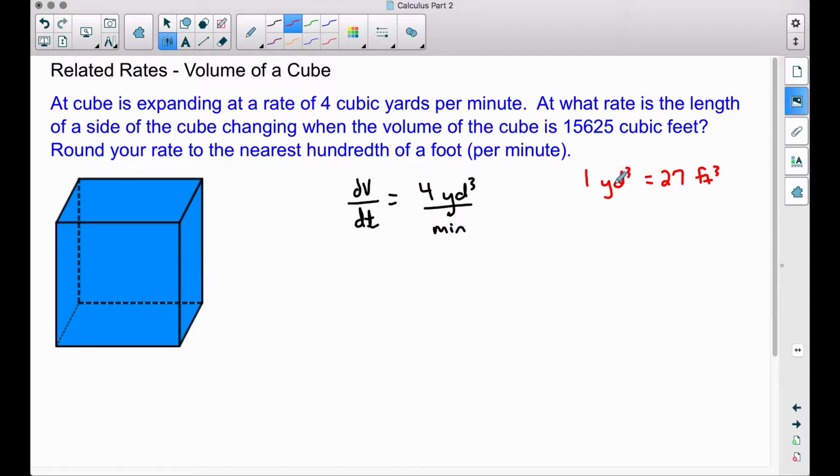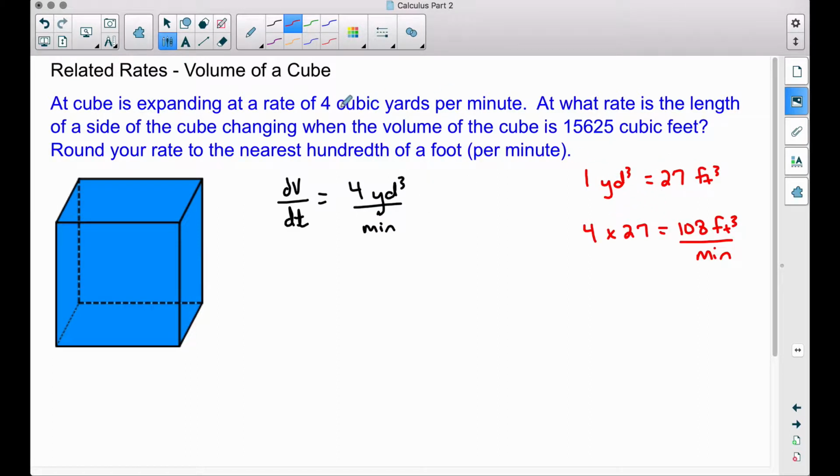Therefore, 1 cubic yard is the same thing as 3 feet by 3 feet by 3 feet. That's what 1 cubic yard is because 3 feet make a yard. If we take 3 times 3 times 3, 1 cubic yard is the exact same thing as 27 cubic feet. Therefore, since our rate of change of volume is 4 cubic yards per minute, if we take 4 cubic yards and multiply it by how many cubic feet make up 1 cubic yard, 4 times 27, 4 cubic yards per minute is the same thing as 108 cubic feet per minute. That's our dV/dt.